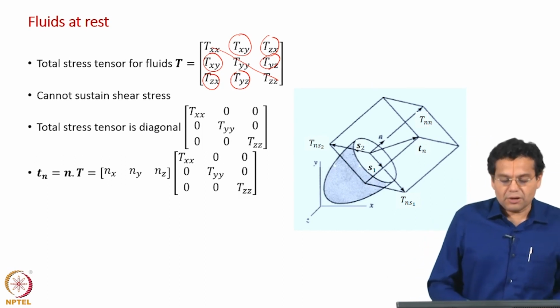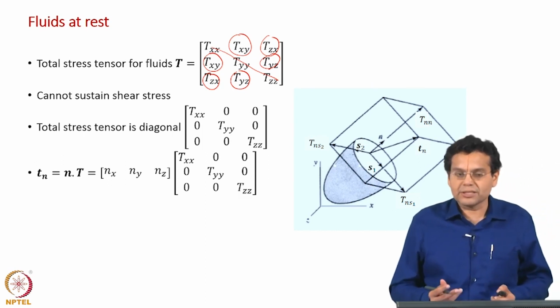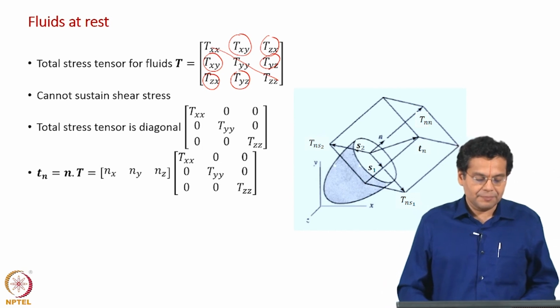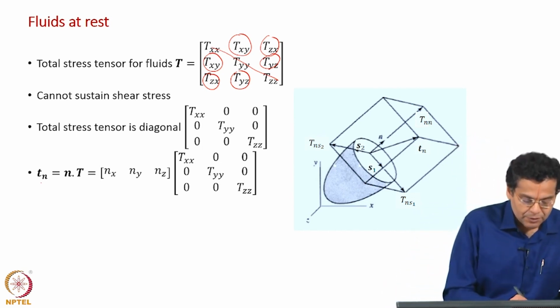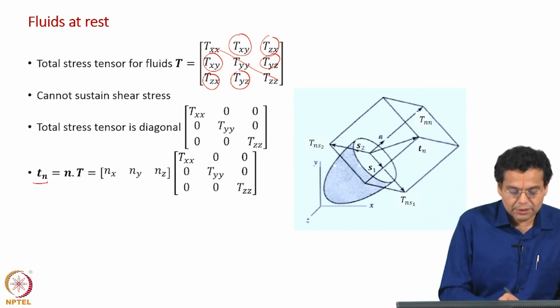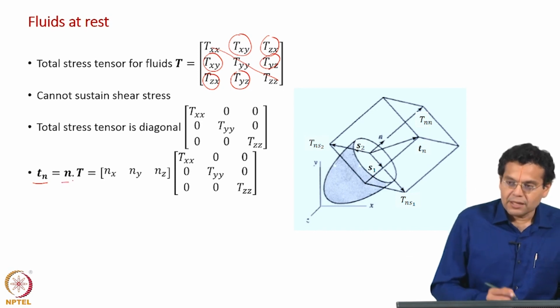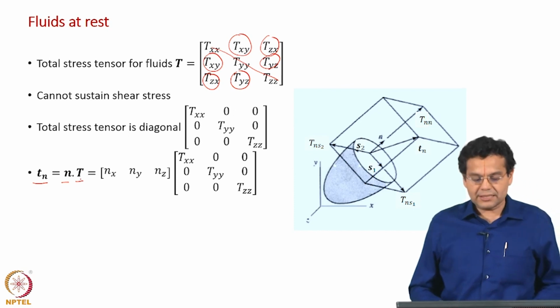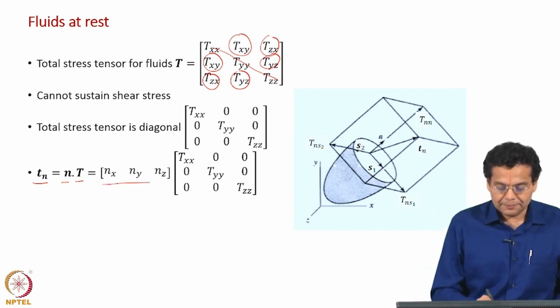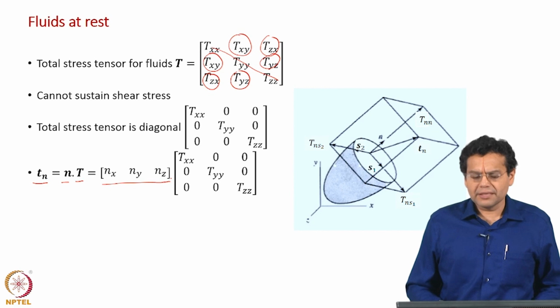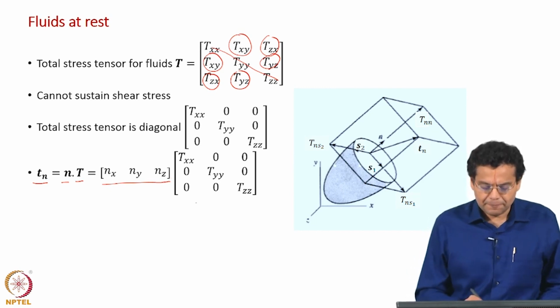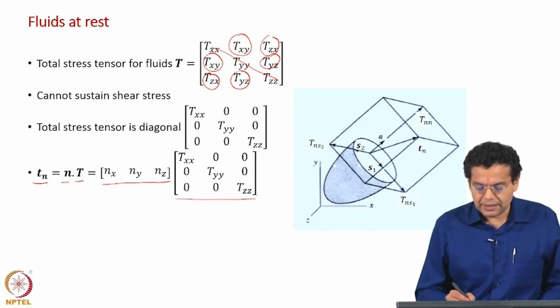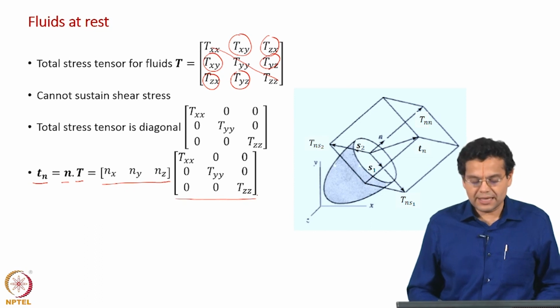We apply the Cauchy's formula. We have also seen that the Cauchy's formula is applicable for fluids as well in terms of the total stress tensor. The total stress vector is equal to the normal, for our understanding, matrix multiplication with the total stress tensor. So, these are the components of the unit normal vector, and then these are the components of the stress tensor. It is a matrix, only the diagonal components are there.